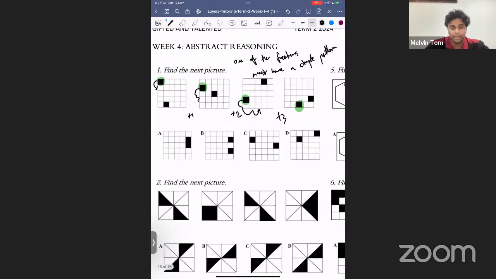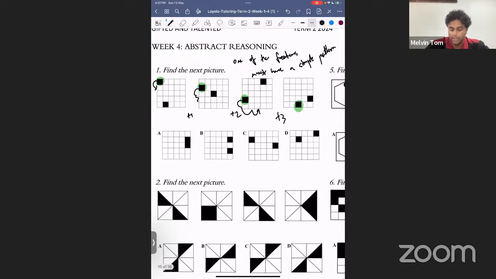Okay, this looks like a real pattern. Plus 1, plus 2, plus 3. So the next one should be 1, 2, 3, 4. So the answer should have a green object here. Sorry, a square there. And the answer that looks right to me is C and A.